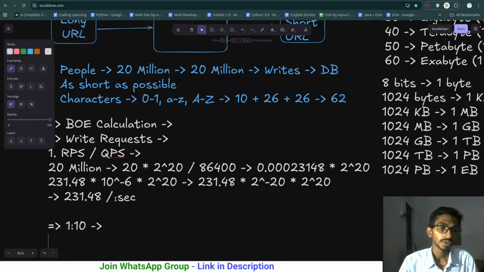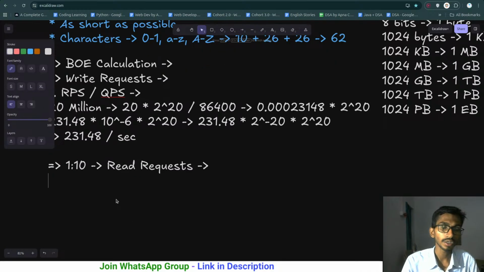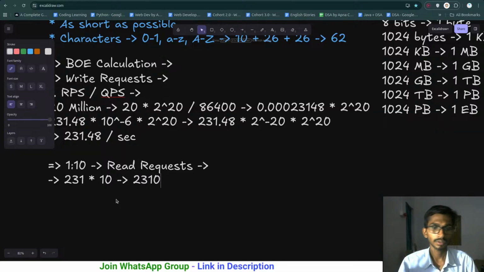So that simply means these are going to be the read requests. How many times are we going to be reading using those links? In that particular case we already had 231 multiplied by 10, that's going to be 2310. So these many requests. These are the read requests that we have over here.